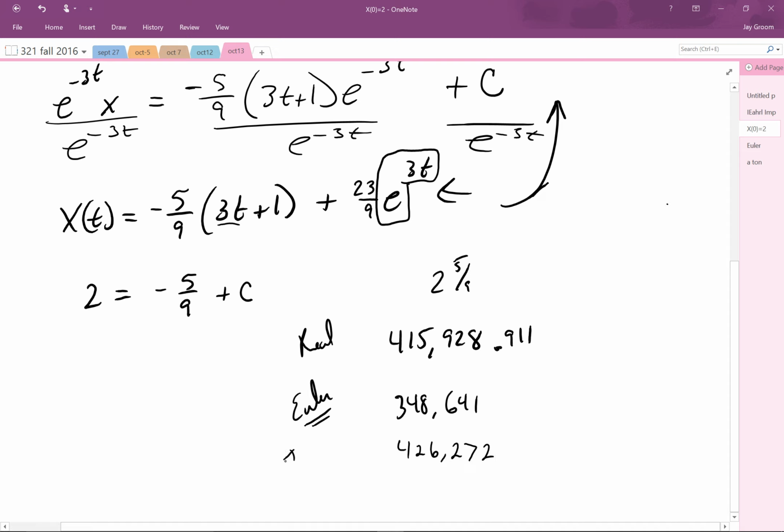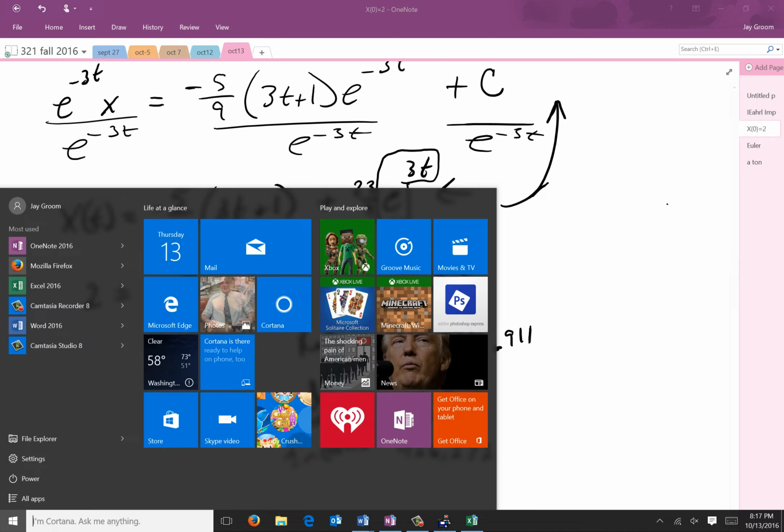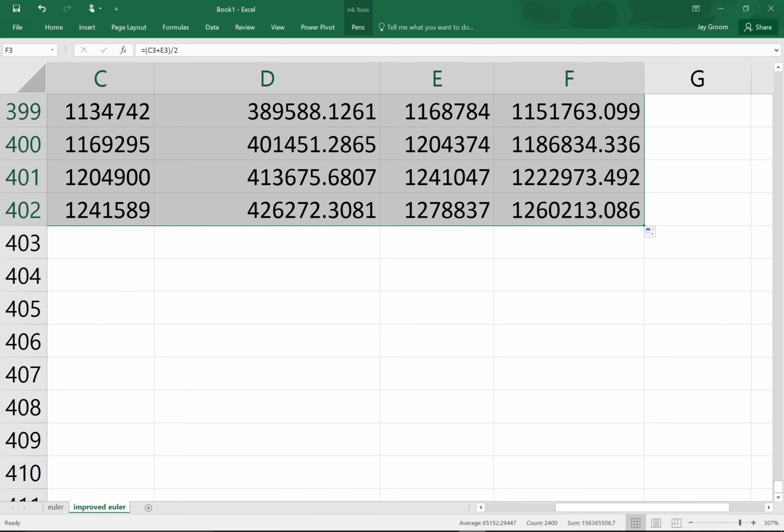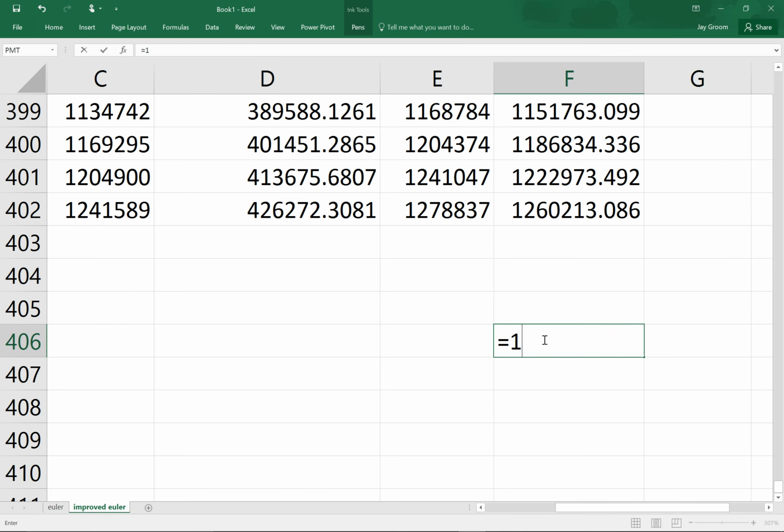Okay? This is improved Euler. Clearly that is way better. I can live with that. I mean, you're thinking, geez, you're off by 11,000. But if you're upset about that, then I think you should become a school district administrator or some such. Because you're off by 2.5%, and I don't care.